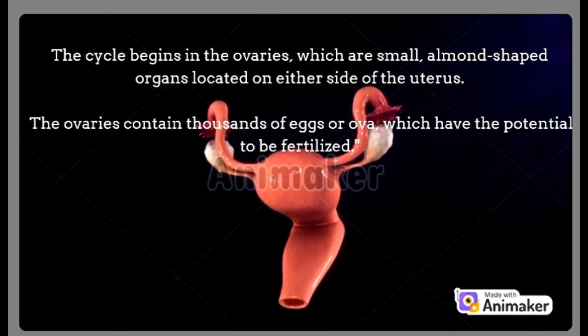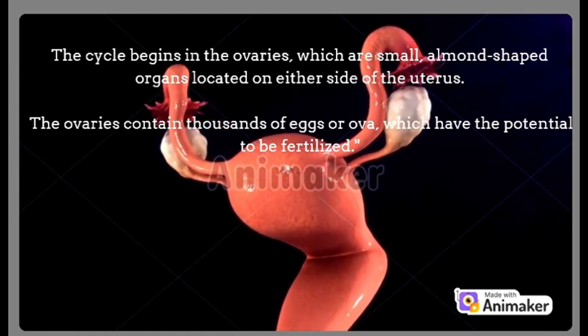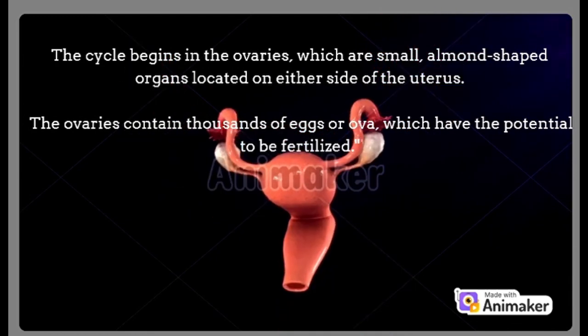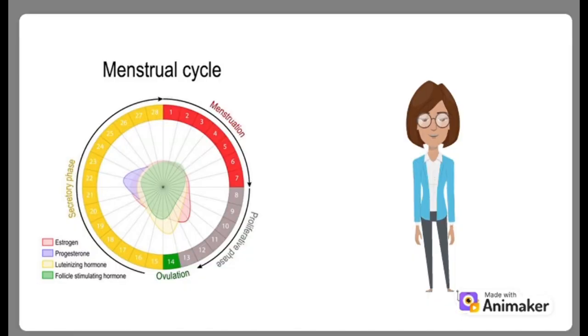The cycle begins in the ovaries, which are small, almond-shaped organs located on either side of the uterus. The ovaries contain thousands of eggs or ova, which have the potential to be fertilized. Now, let's dive into the different phases of the menstrual cycle.